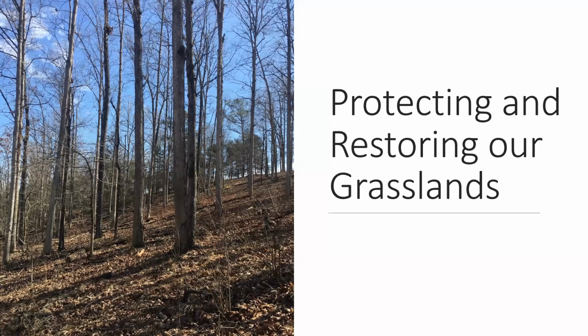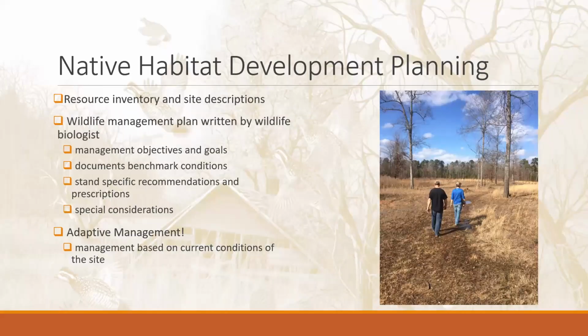Now we're going to go into what we can do to protect and restore our grasslands. The first thing we can look at doing is native habitat development planning. Planning is a critical part of any project, but having a wildlife management plan that's written by a biologist that details exactly what your goals and objectives are, what you have, and what you need to do, is critical. And then always remember adaptive management. We're going to be repeating those words quite often during this presentation. Adaptive management is management that's based on the current conditions of the site.